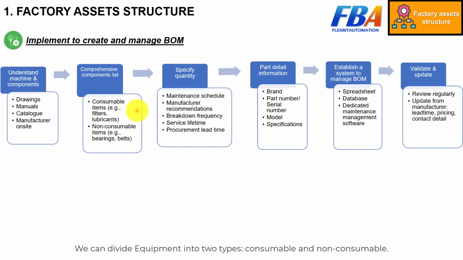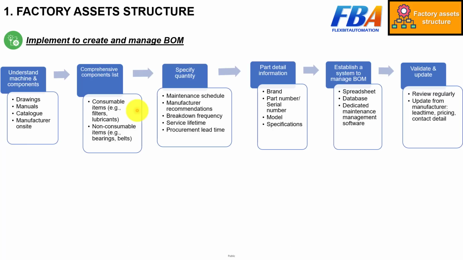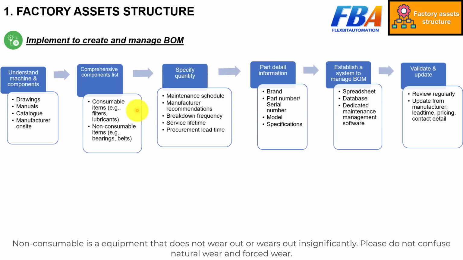We can divide the equipment into two types: consumable and non-consumable. Consumables are equipment whose characteristic is that they wear out over time and need to be replaced frequently. For example, lubricant, filters, etc. And non-consumable is equipment that does not wear out or wears out insignificantly. Please do not confuse natural wear and forced wear.